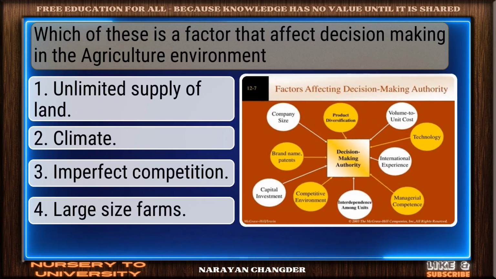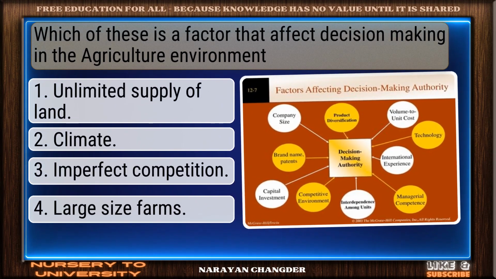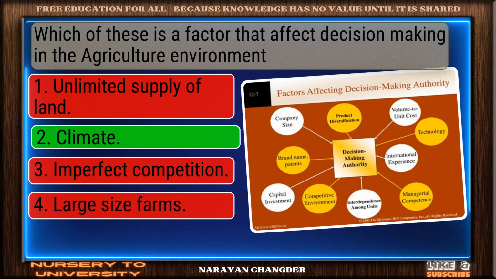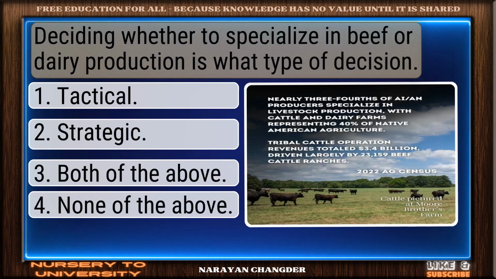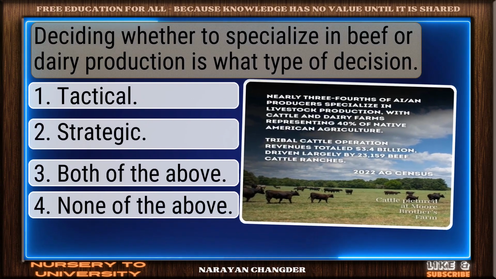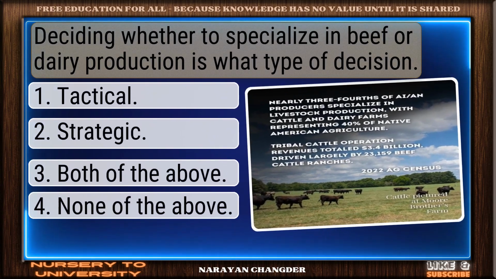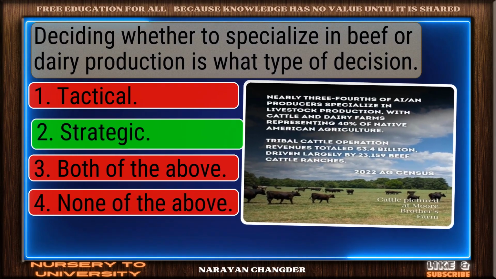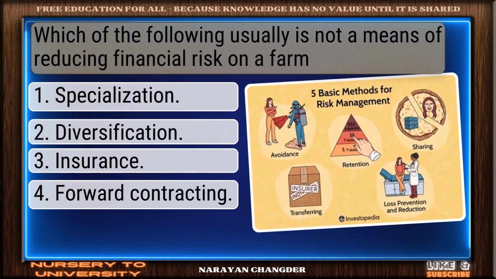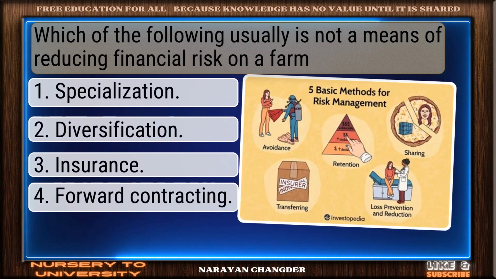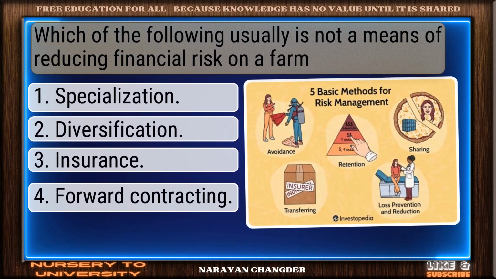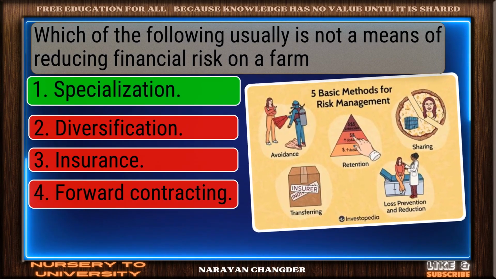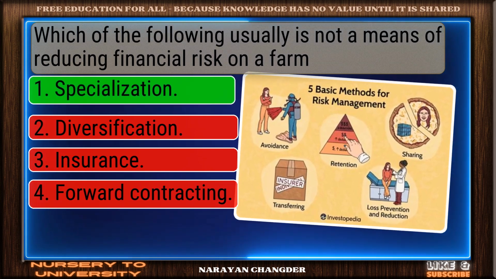Which of these is a factor that affects decision-making in the agriculture environment? Nicely done. Climate is a solid answer. Deciding whether to specialize in beef or dairy production is what type of decision? Right choice. Strategic is the best answer. Which of the following usually is not a means of reducing financial risk on a farm? Great thinking. Specialization is the right choice.